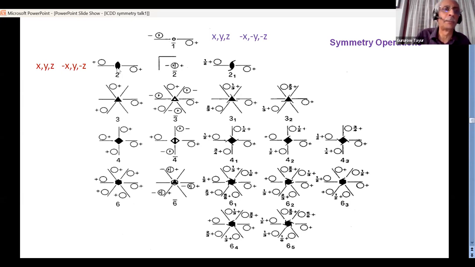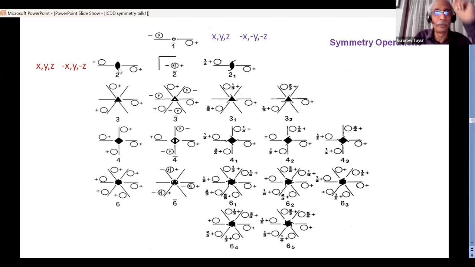Suppose there is a two-fold operation. These are now referred to, by the way, as equivalent points because they are one and the same because of the presence of the symmetry. So when an object is located at x, y, z, it will automatically generate an object at x bar, y bar, z if there is a two-fold symmetry present in the crystalline material.